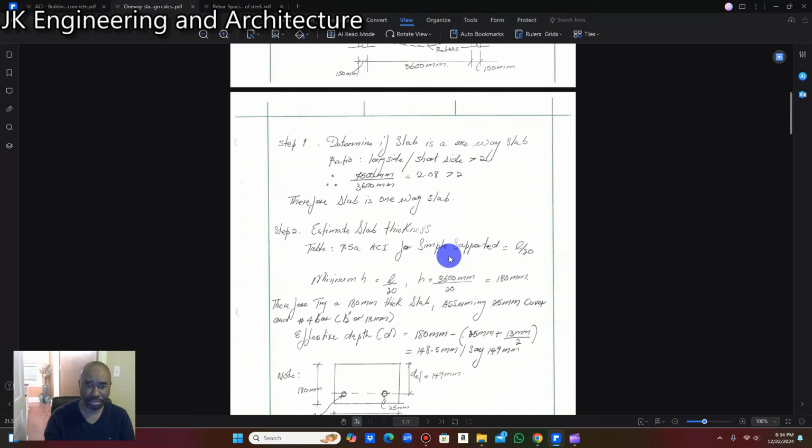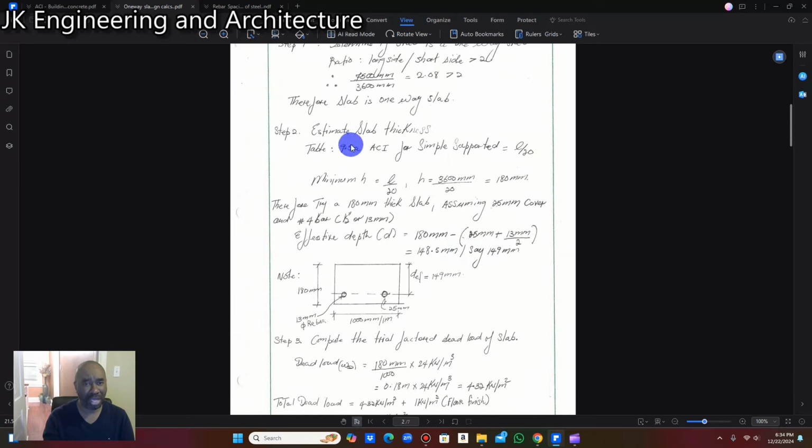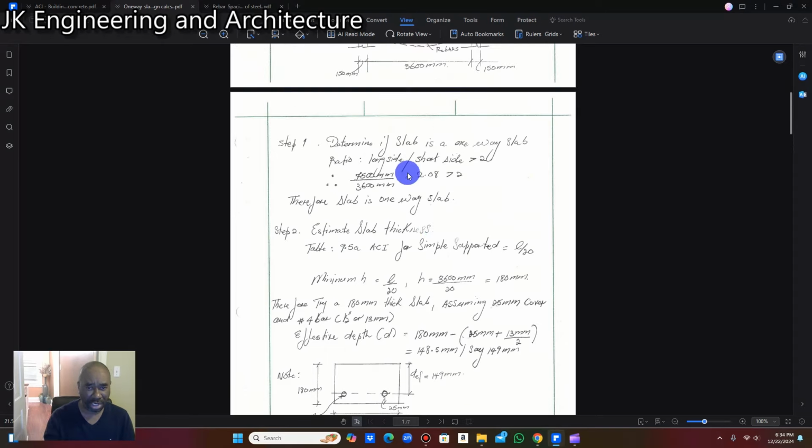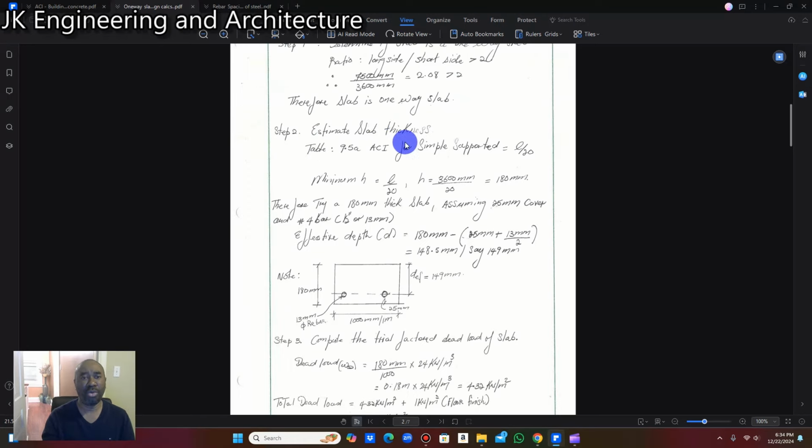Now that we have established that we are dealing with a one-way slab because the ratio of the long side to the short side is greater than 2, we can start to go into the design. Step two, we're going to estimate the thickness of the slab. The thickness of the slab, from Table 9.5(a) of the ACI for a simply supported slab, is going to equal L over 20. Let me show you where I get that from.